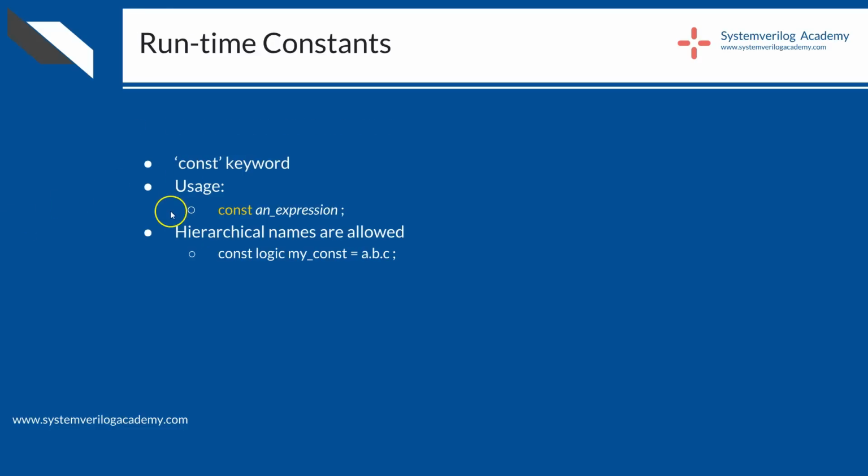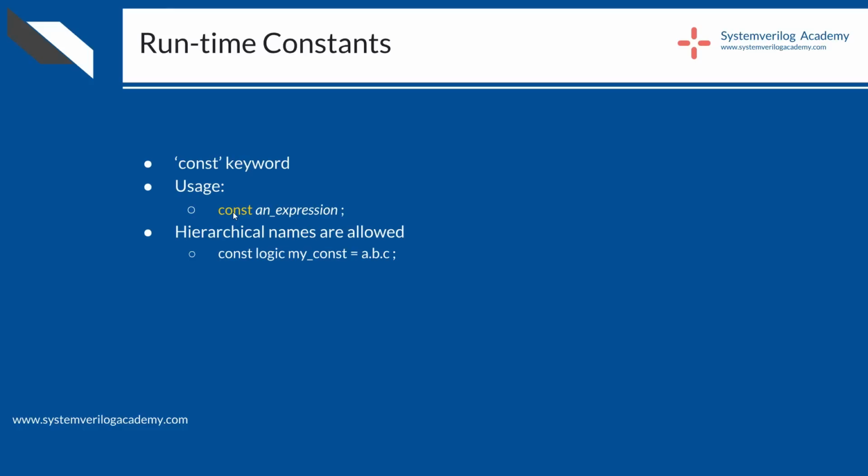Run-time constants. You can declare a runtime constant using the keyword const. This is a SystemVerilog specific keyword and not available in Verilog. A static constant declared with the const keyword can be set to an expression of literals, parameters, local parameters, genvars or enumerated names. An automatic constant declared with the const keyword can be set to any expression that would be legal without the const keyword.